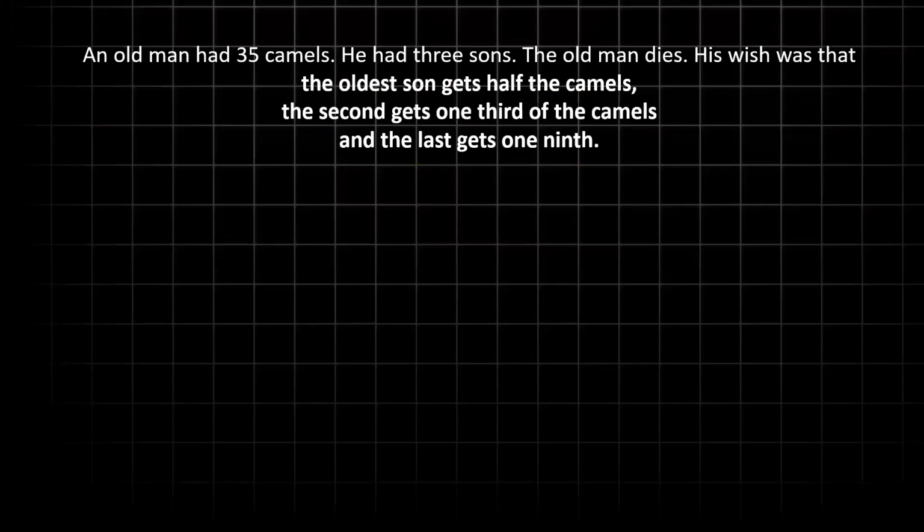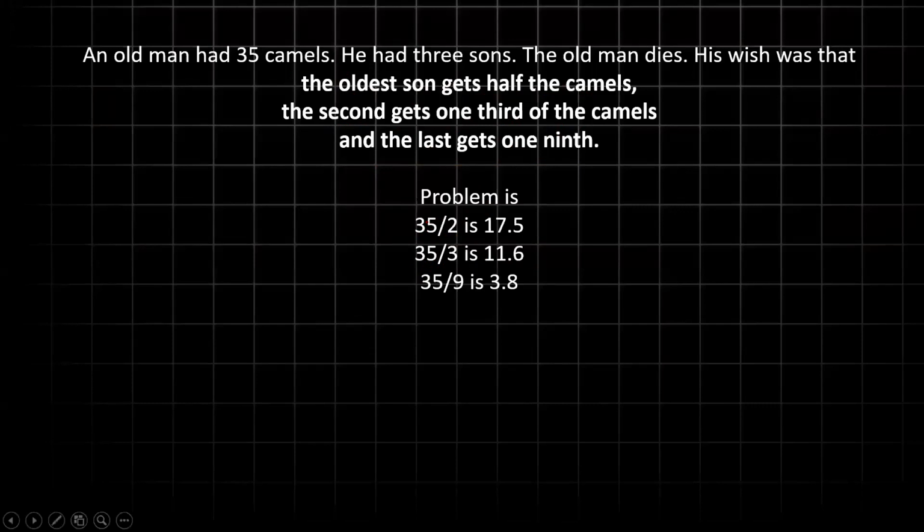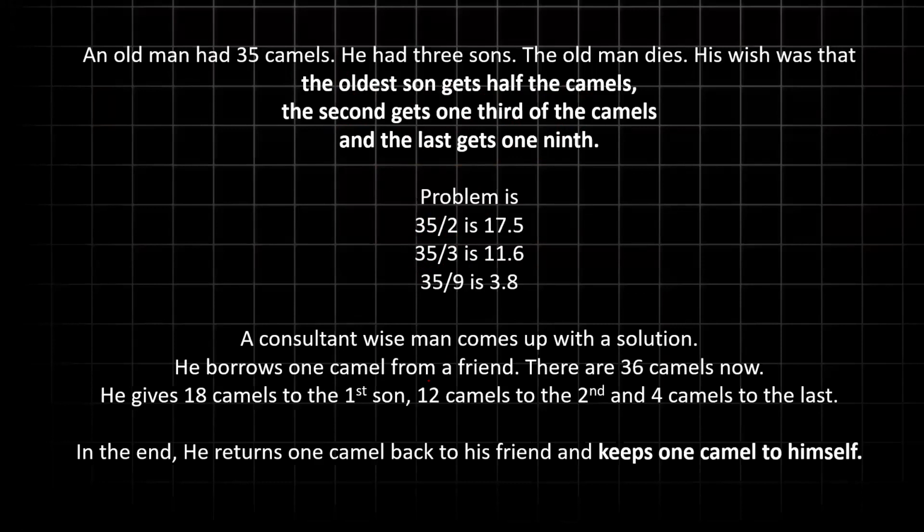But there was a problem. 35 by 2 is 17.5 and 35 by 3 is not a whole number either. So it's fractions. A wise man comes along and comes up with a solution. He borrows one camel from a friend. Then there are 36 camels now.